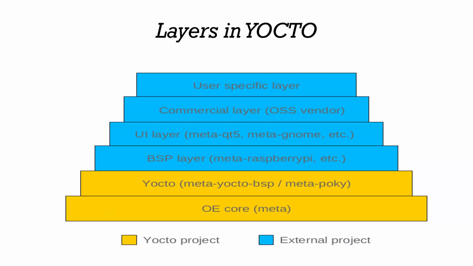The very important layer here is the BSP layer, because we are going to build a custom Linux for our specific target. When you have your own specific hardware, you need to add support for that specific hardware. That's called the board support package, which includes the kernel and the drivers.